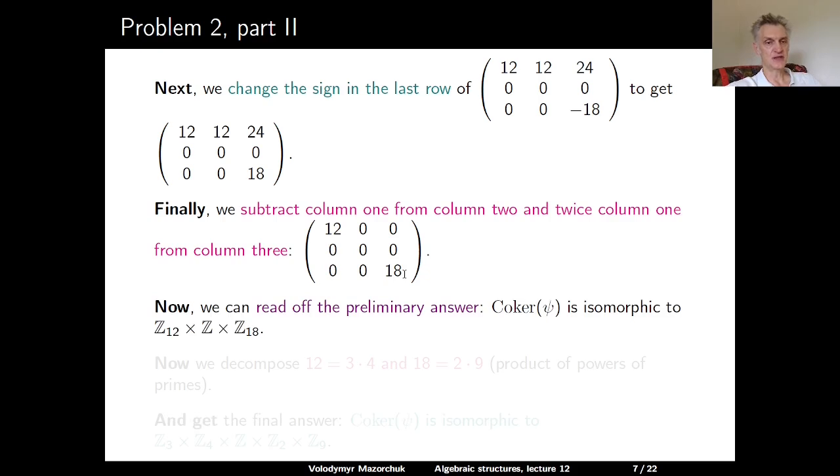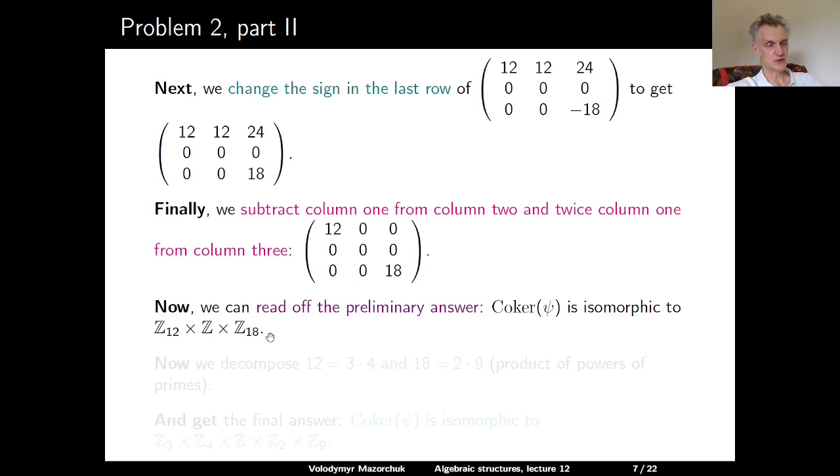Having this matrix, we can read off the preliminary answer that the cokernel of phi is isomorphic to Z modulo 12Z, the first diagonal element, so this is Z12. Then Z modulo 0Z, this the second diagonal element is 0, that's just Z. And then times Z modulo 18Z, so that's Z18.